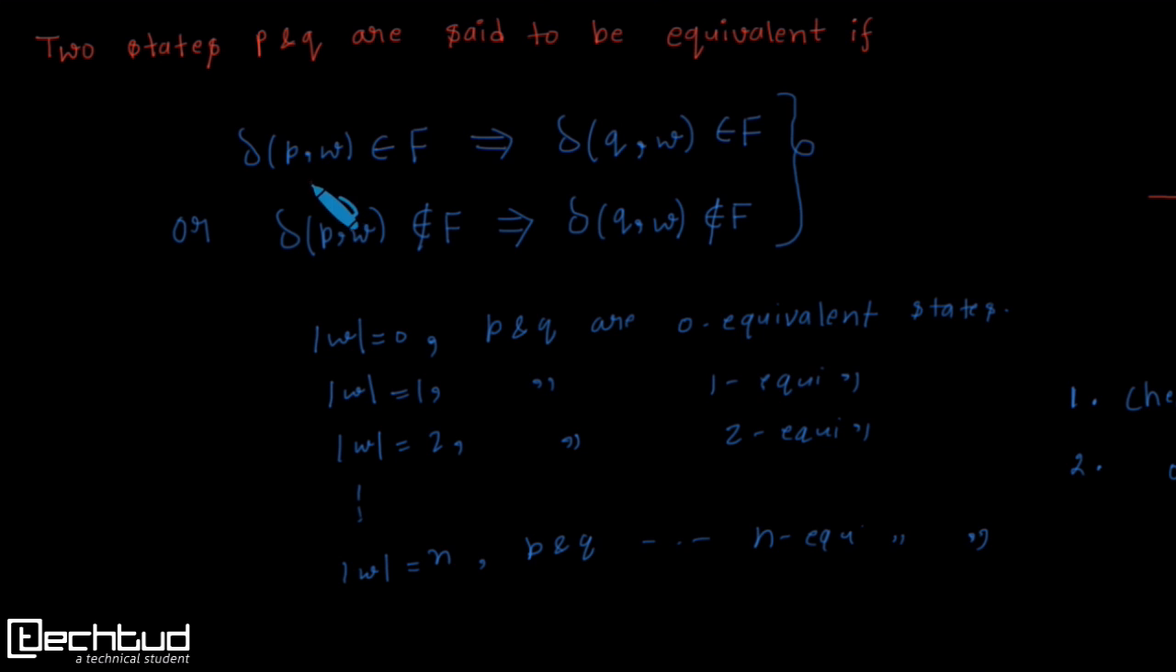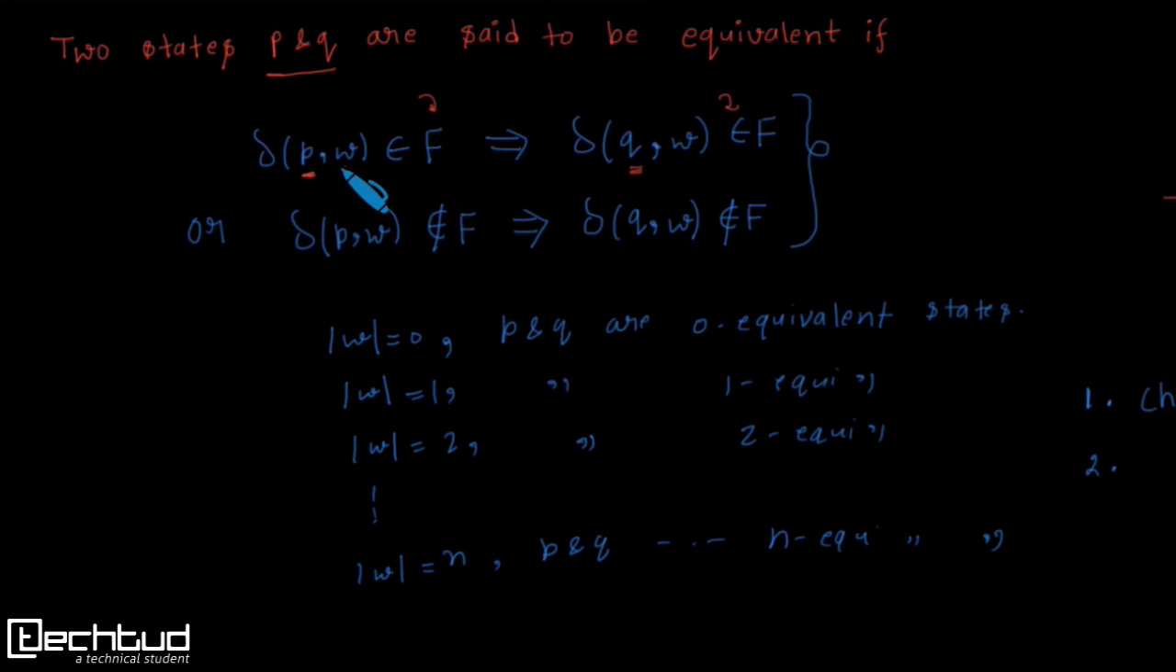Our definition was that we will say 2 states P and Q are equivalent when both the states either can reach the final state on input string W, or both cannot reach the final state. Then we say that those states are equivalent.